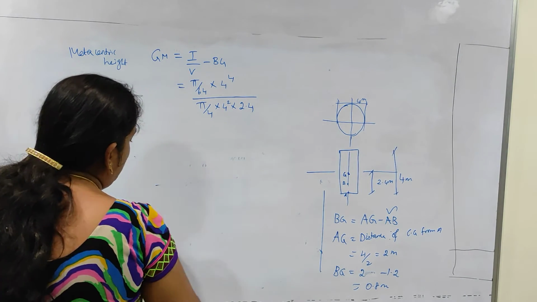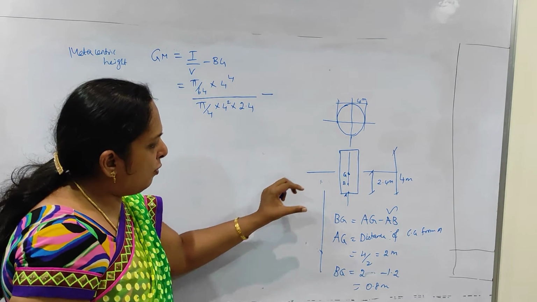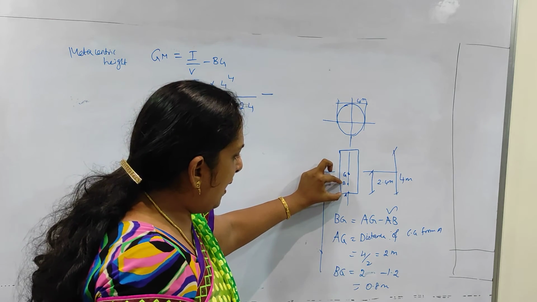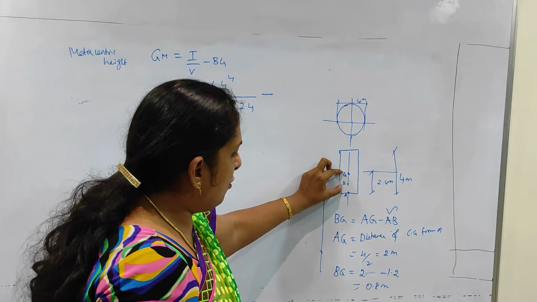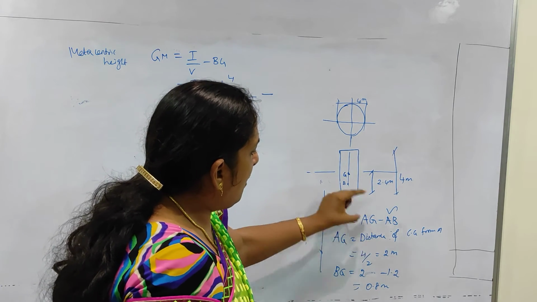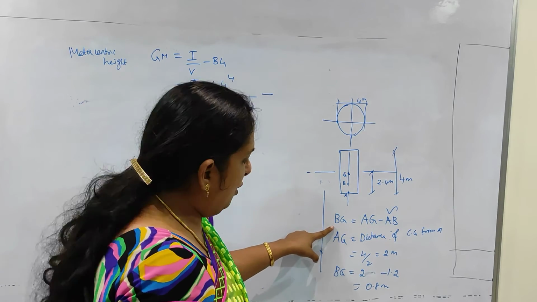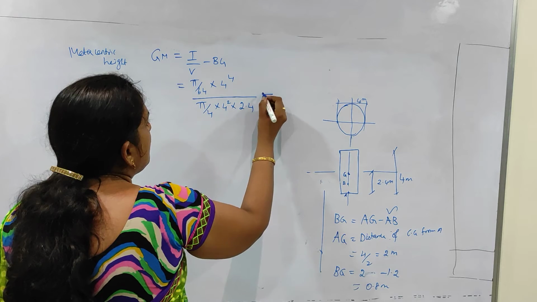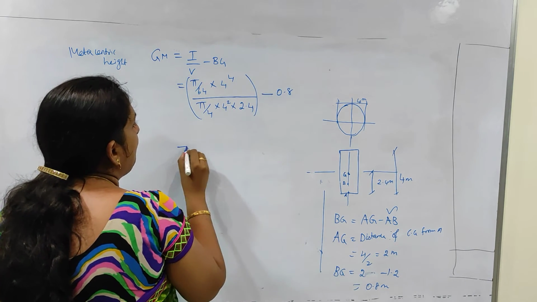Now what is my BG? So BG I have calculated here. If you recall, total AG minus BA, that will give you the BG. So total AG minus AB, that will give you my BG. So what I have got, BG is 0.8 meters. So you can put it like this, minus 0.8.